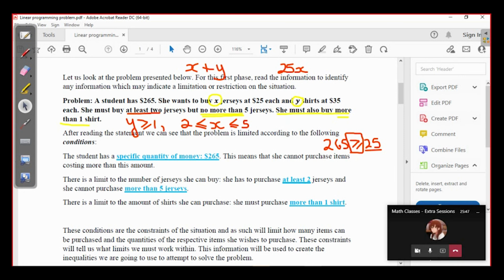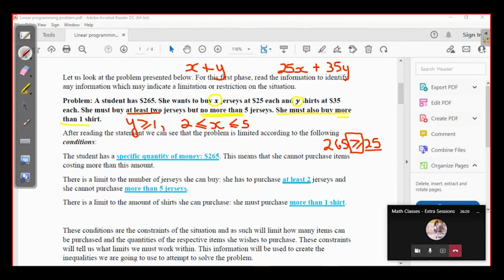Lovely. 35 times Y. And I know I'm not just buying jerseys only, and I'm not just buying shirts only. So if I want to figure out how much money I spend in total buying jerseys and shirts, what do I do? There you go. You add the two. Now, this tells me how much money I spend in total on jerseys and on shirts, right? 25X plus 35Y is how much money I spend in total buying jerseys and shirts.